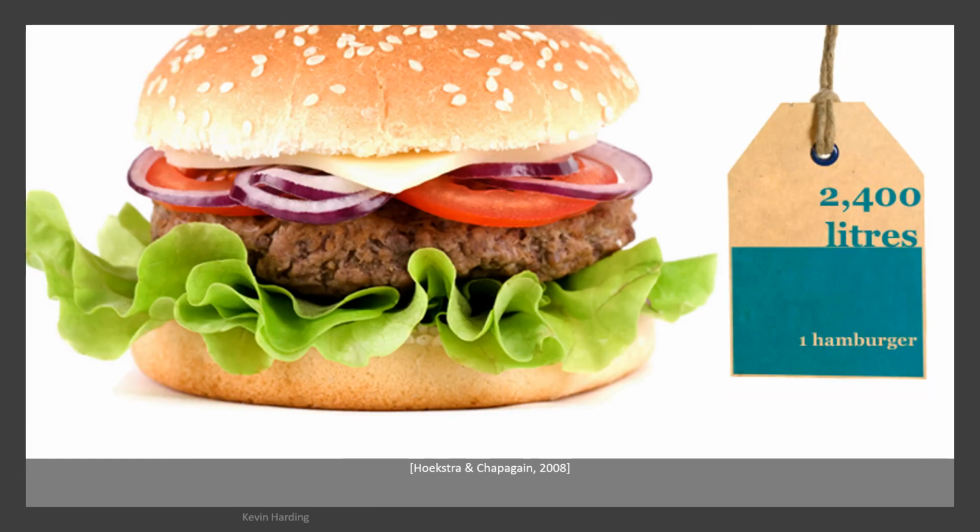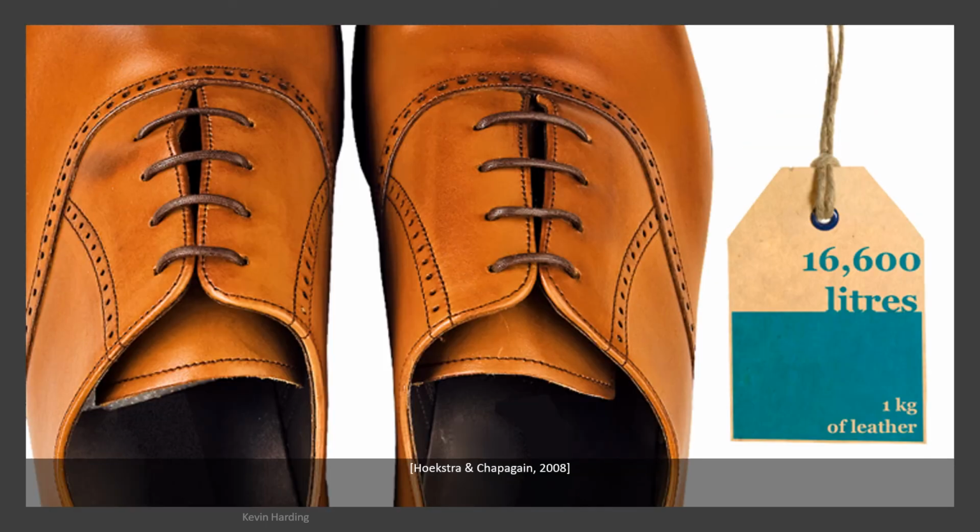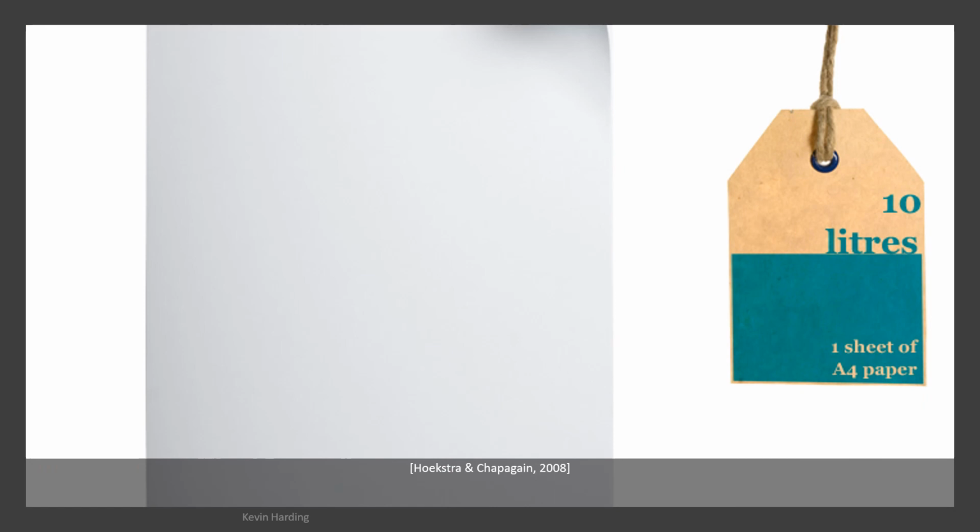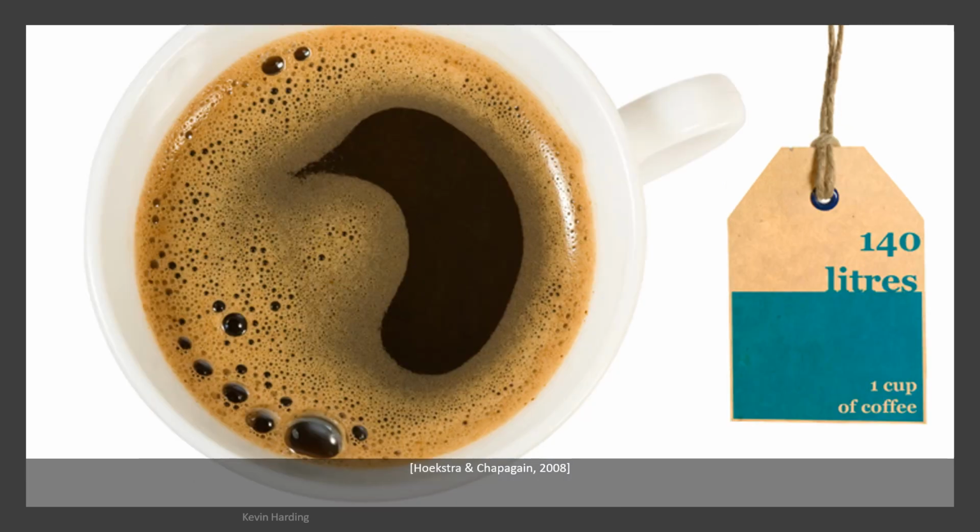Wine. One hamburger, 2,400 liters. Leather, 16,600 for 1 kilogram of leather. So it's not for a shoe. Just note that it's for a kilogram of leather. One sheet of paper needs 10 liters of water. That's probably due to some of the water treatment systems. Coffee is 140 liters of water.